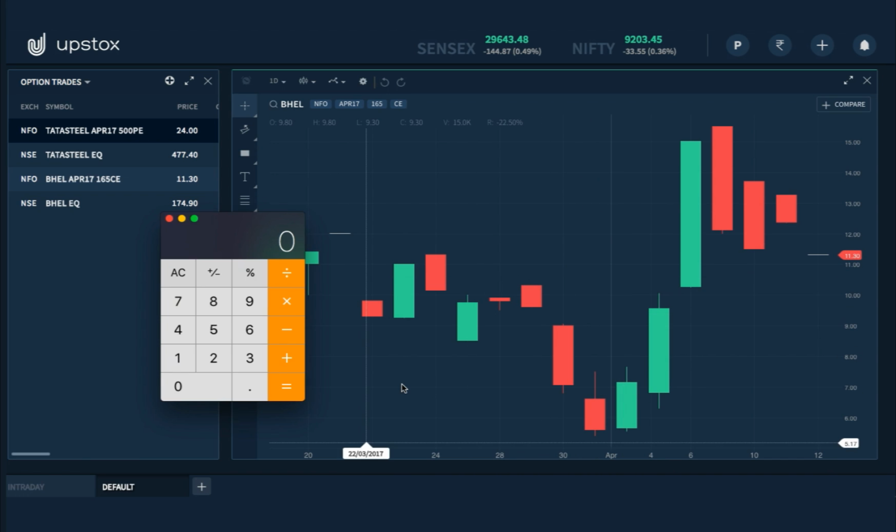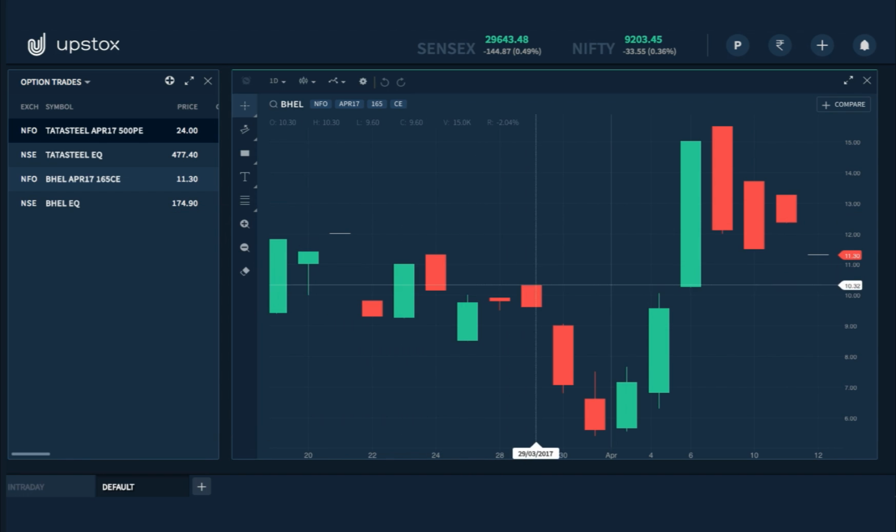Let me open up the calculator here. So 7.15, our target is always 60%. So let me add 60%, 11.44. That's going to be our target. Look at the second day, the market moved up 33%, not quite our target. Look at this, 11.4. We reached it the next day. The market went up by 60%. We hit our target on BHEL using options.